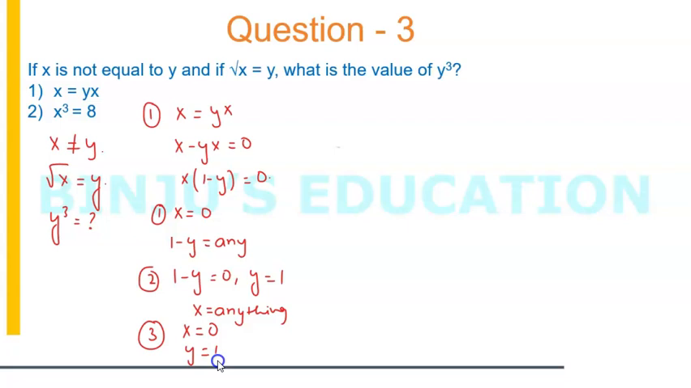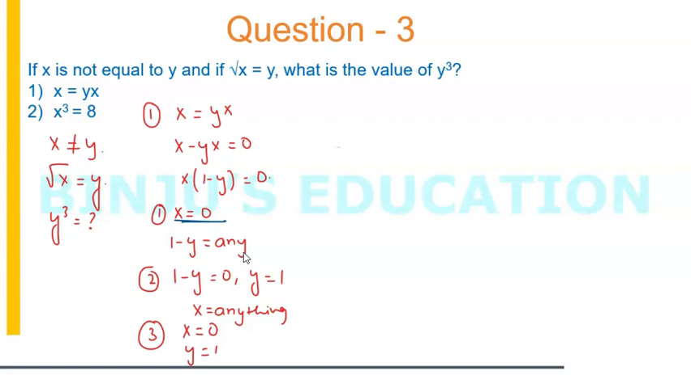Now we need to calculate the value of y cube and we need to ensure that x is not equal to y and root of x is equal to y. So let's see what all possibilities do we have. The first one, we have x is equal to 0 and 1 minus y can be any number, which means y can be 0 also.